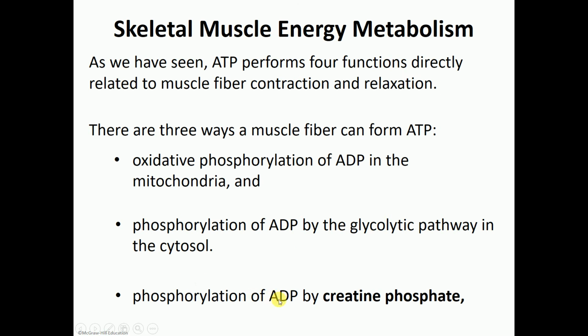Or we could phosphorylate ADP. So ADP, if we add a phosphate to it, will become ATP. We can get that phosphate from creatine phosphate. We actually store phosphate as creatine phosphate in the muscle.